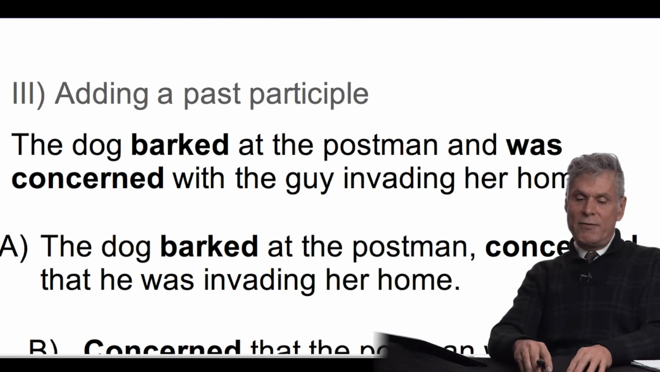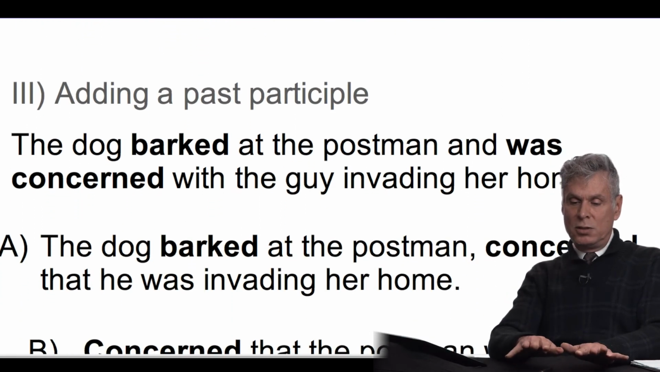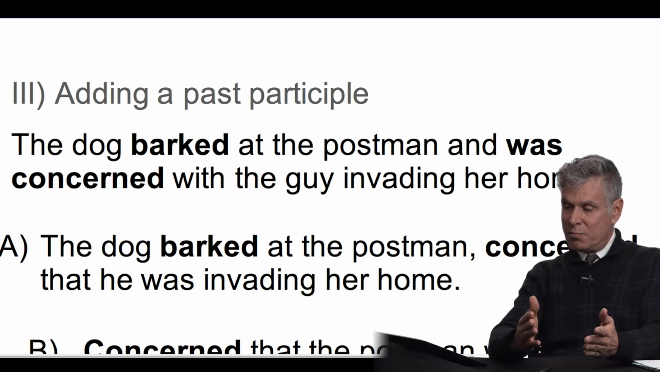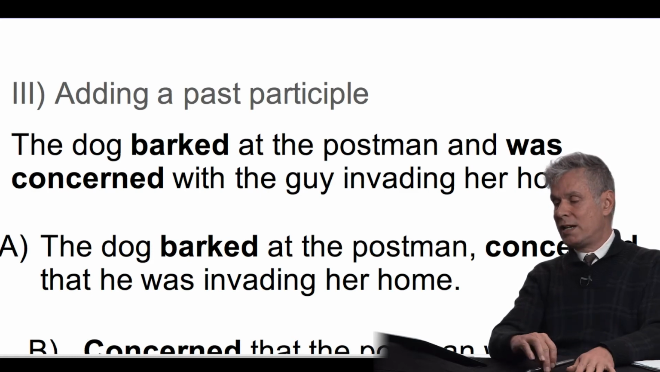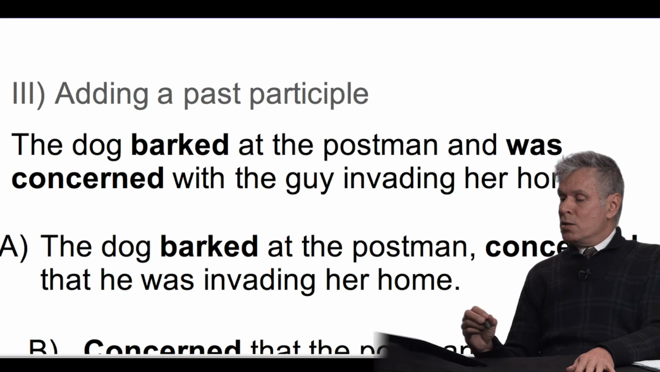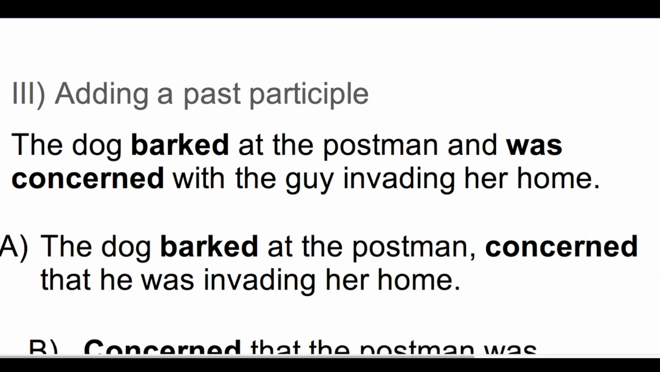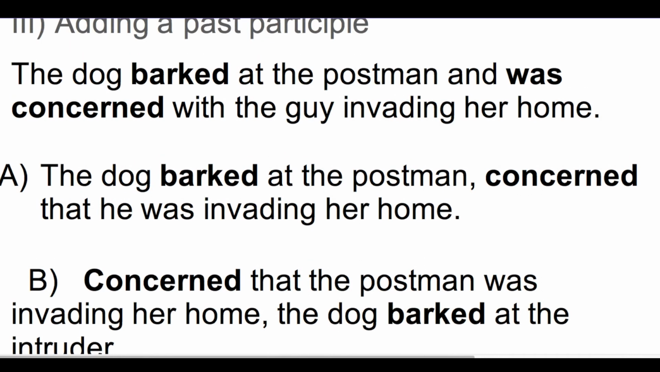Now, I don't know why, but I find that if I have a room of people, the majority of them grasp the present participial one faster than the past participle. But I'd like you to practice both. So let's start out with the basic sentence. The dog barked at the postman and was concerned with the guy invading her home. So it's a girl dog. She's being a little territorial. Okay, so how can I change this? That one doesn't sound too good to me, so maybe the revision will sound better.